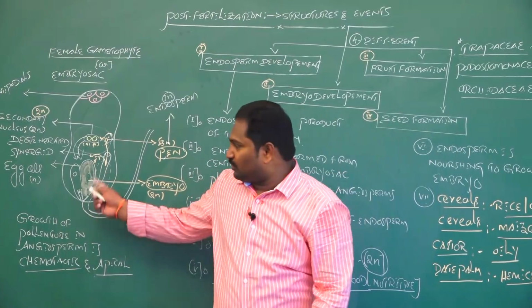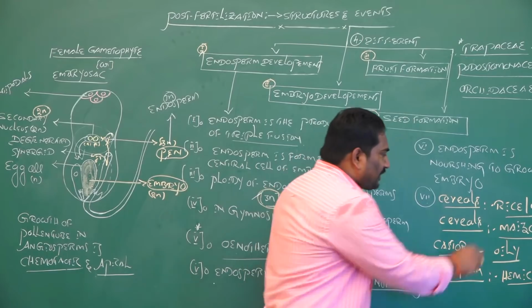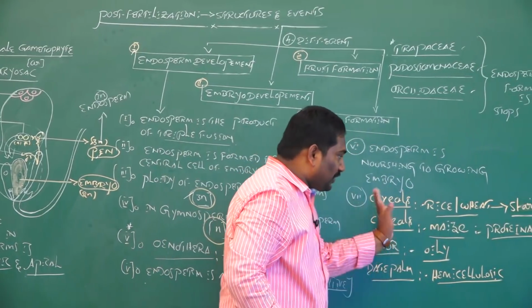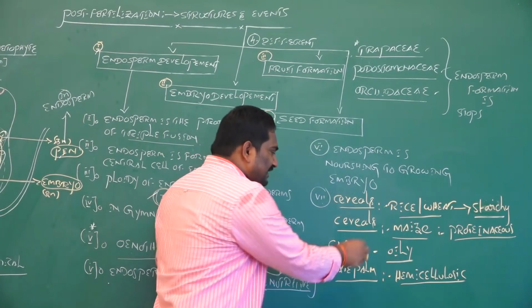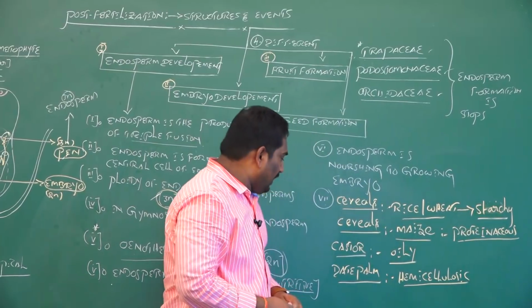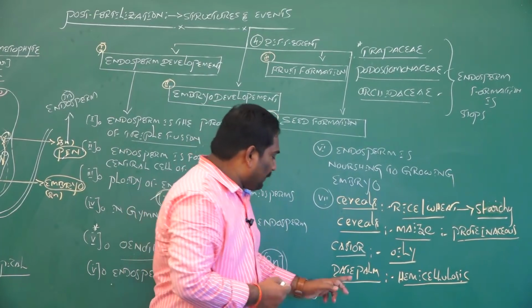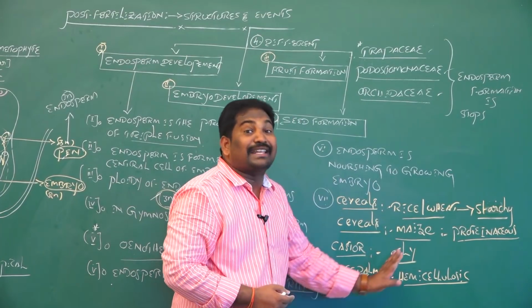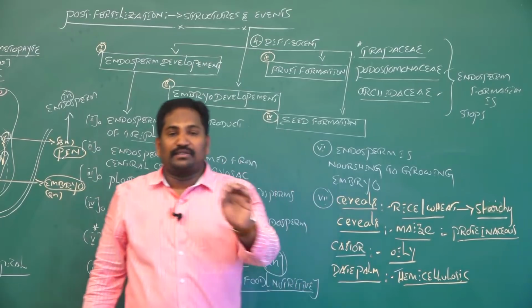And the nature of this endosperm is not the same in all plants. For example, in cereals like rice and wheat, the nature of endosperm is starchy or cellulosic. But in cereal plants like maize, the endosperm stores food in the form of proteins. In castor, the nature of endosperm is oily. In date palm, Phoenix dactylifera, the nature of endosperm is hemicellulosic.